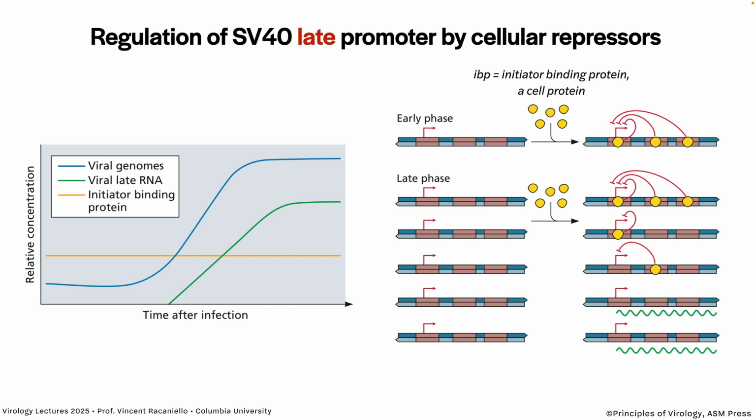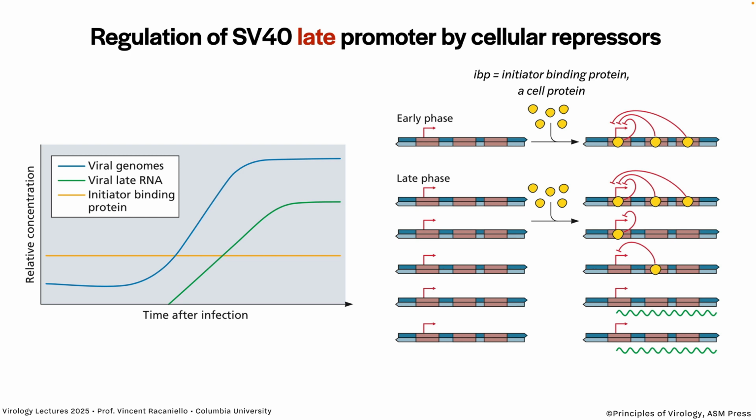So what keeps this off early in infection? Well, it's a cellular protein called initiator binding protein, IBP. It's a cell protein. It exists at a fixed quantity in the infected cell. So you see it's shown in orange. It's the same level throughout infection. It doesn't go up, it doesn't go down. So what happens is when the viral genomes first get in, there's a fixed amount of initiator binding protein, and it binds up all of the regulatory sequences needed for transcription of the late promoter.